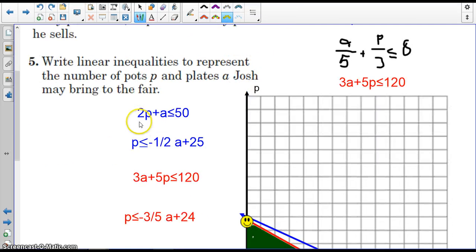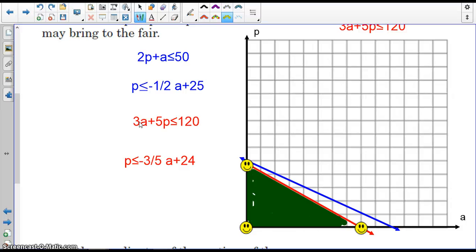So what you should have gotten when you graphed it is this right here. And so it should look something like this. I went by 5s, and so the ordered pairs were 0, 0.